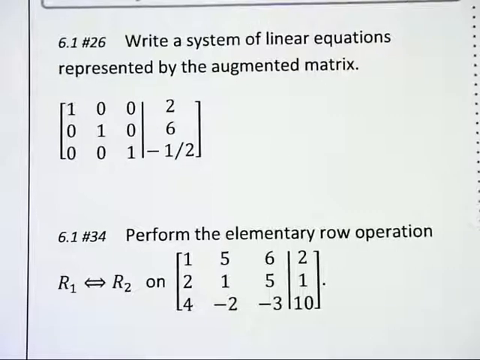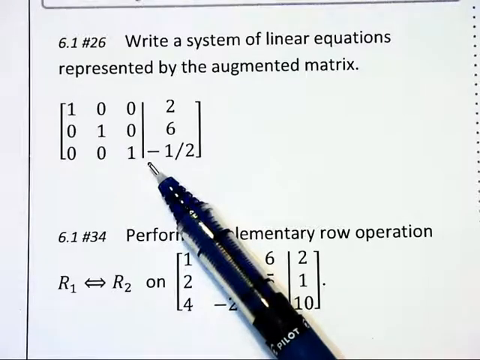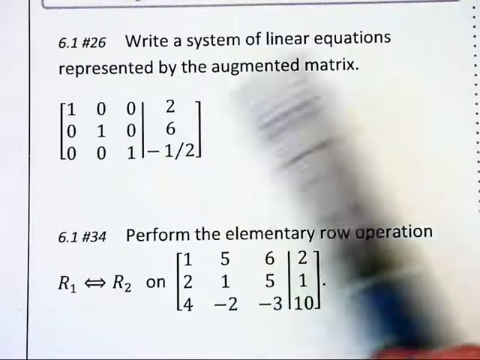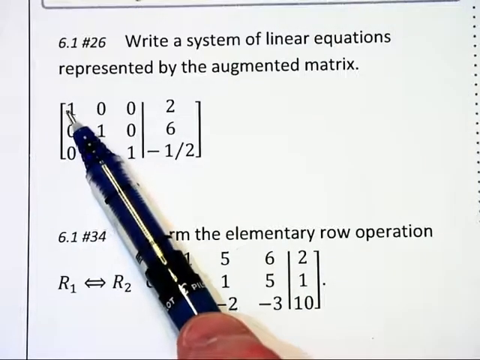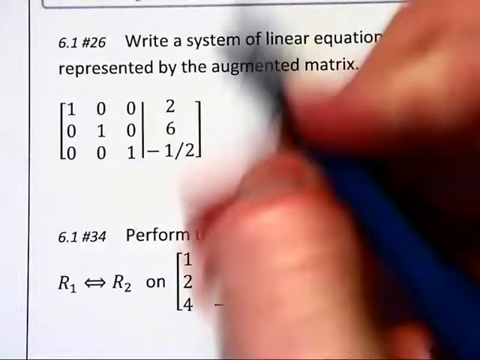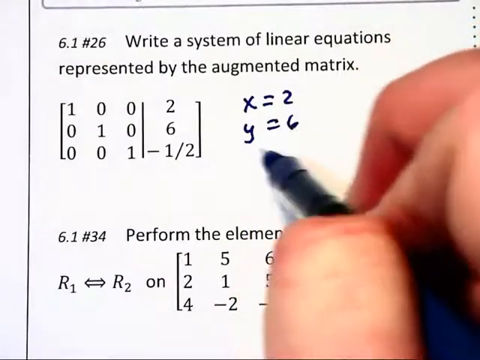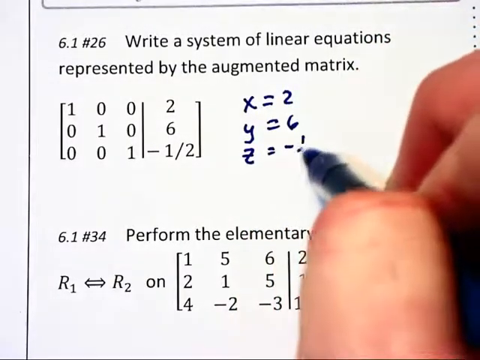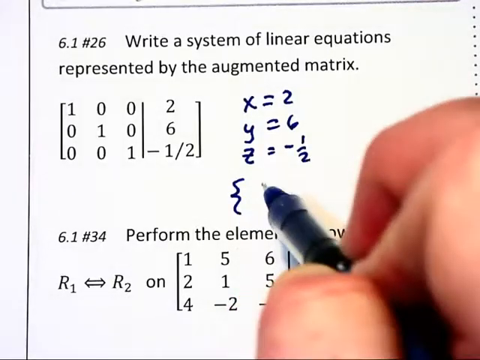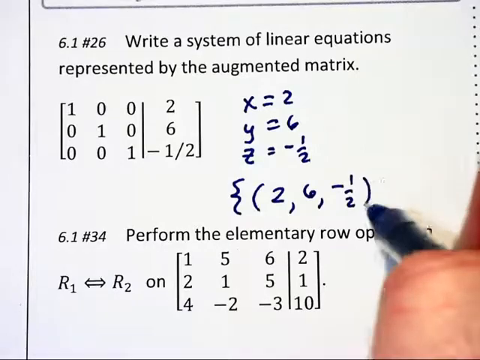First problem. It's already in this nice, neat form. We want to identify what the solution is. Well, this first equation represents 1x, no y's, no z's, equals 2. So basically I have x equals 2, y equals 6, z equals negative 1/2, and the solution set is the point (2, 6, -1/2).